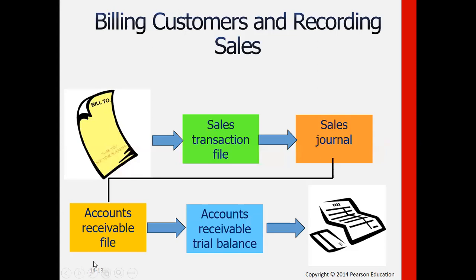So here's a flow for billing of customers and recording of sales. We have to bill to, this is the billing statement. Then we'll go to our sales transaction file, and then that would be the basis for the sales journal. For the sales journal, of course, the recording of the sales, which will go also to the AR file and the accounts receivable general ledger before going to the trial balance and the financial statements. You can recall we already discussed this part actually.